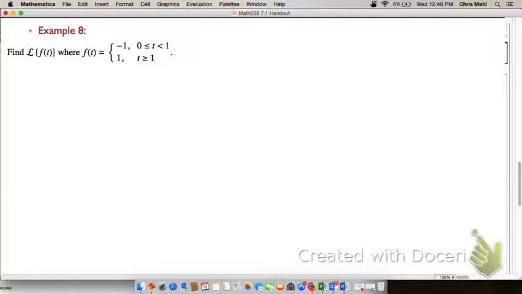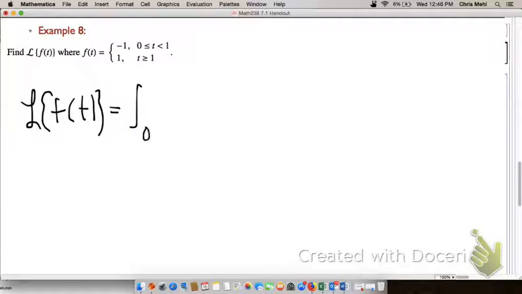Okay, so we'll find the Laplace transform of f of t, where f of t is the function -1 on the interval from 0 to 1, and then f of t would be +1 for any value of t greater than or equal to 1. Okay, so we start out with the Laplace transform of f of t. This is going to equal, by definition, the integral from 0 to infinity of e to the minus st times f of t dt.